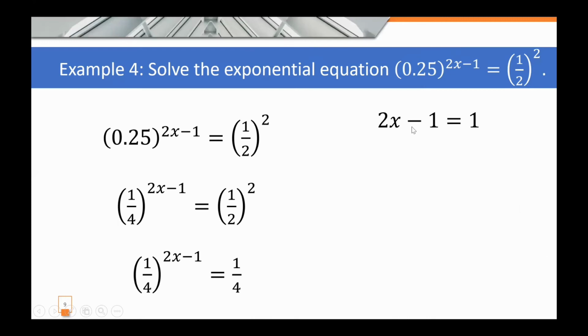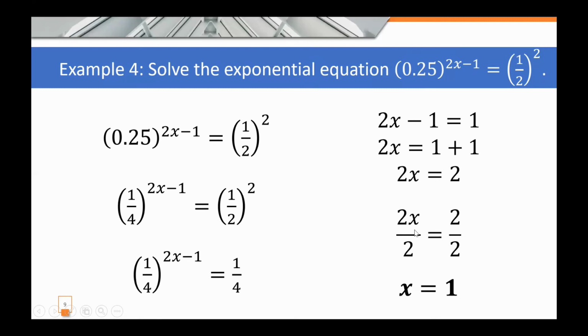You have to transfer negative 1 to the left side. That is positive 1. And then 1 plus 1 is 2. To solve for x, divide both sides by 2. So, the value of x is 1.